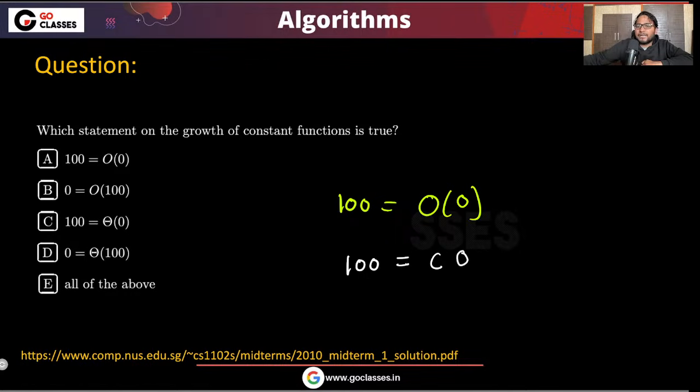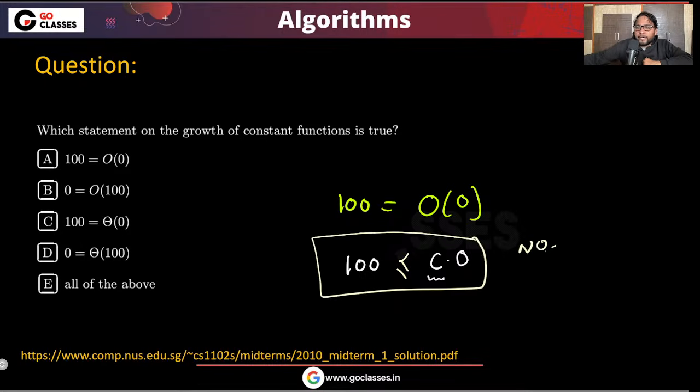C into 0. Can I say that for some c, and basically it is not dependent on n, so let's not worry about n naught. Can I say for some c both are equal? C into 0. Can the 100 be c into 0 for some c? Sorry, this is less than equal to. Can the 100 be less than equal to c into 0 for some c? No, right? So 100 cannot be less than equal to 0. So that's why this is false.